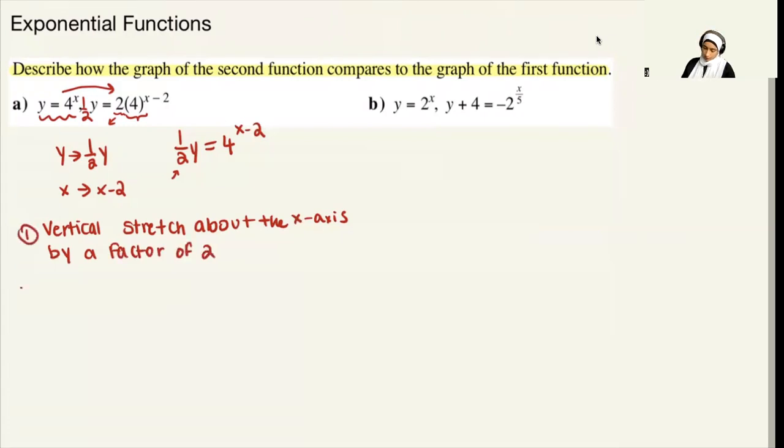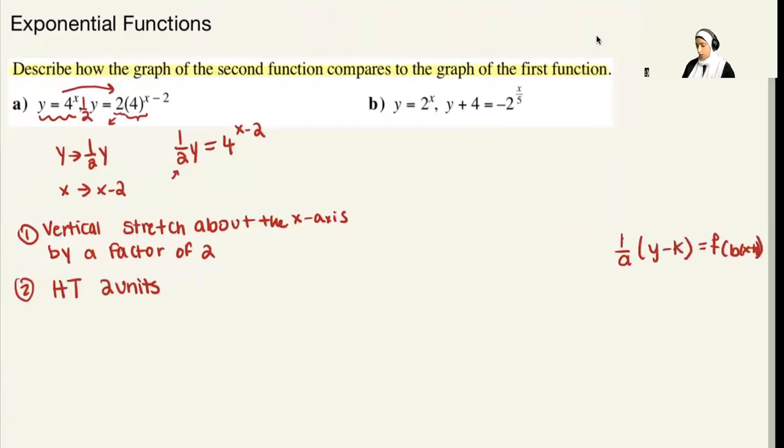Our second one is a horizontal translation, 2 units. Remember, if it's replaced by x minus something, the general form would be 1 over a y minus k is equal to f at b x minus h. We've done this in transformations several times. So if it's x minus something, then h was just replaced by 2. And 2 is positive, so 2 units right.